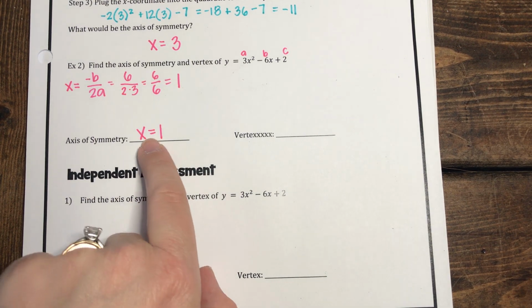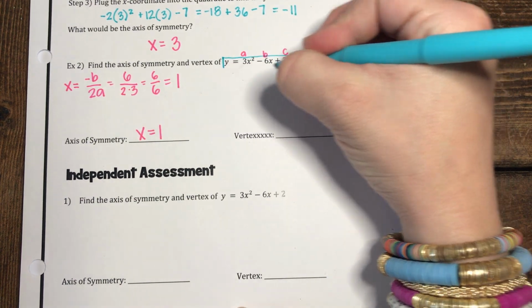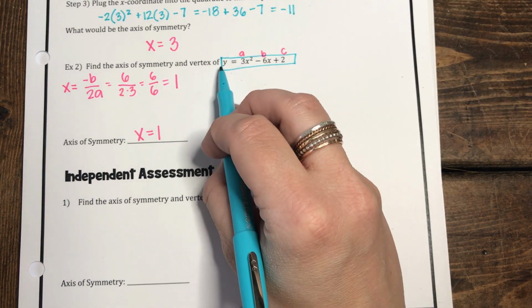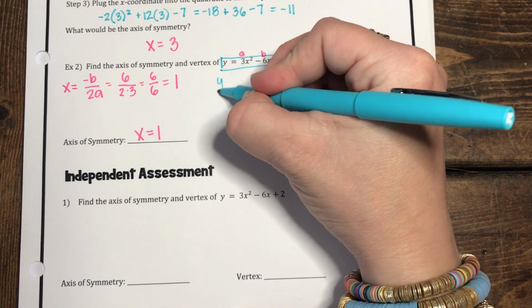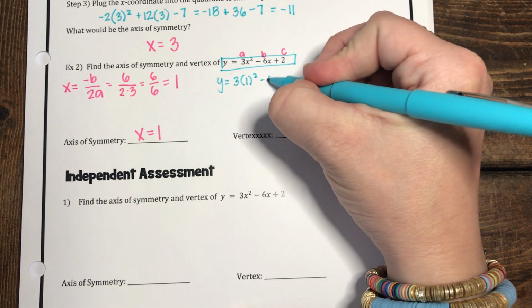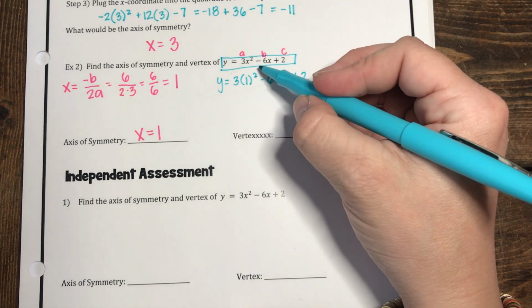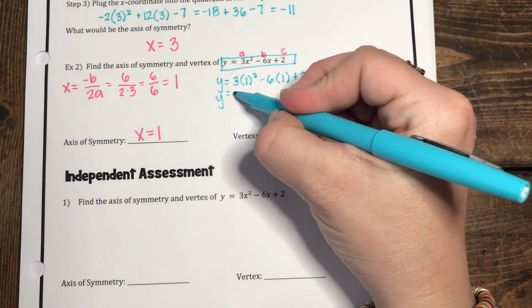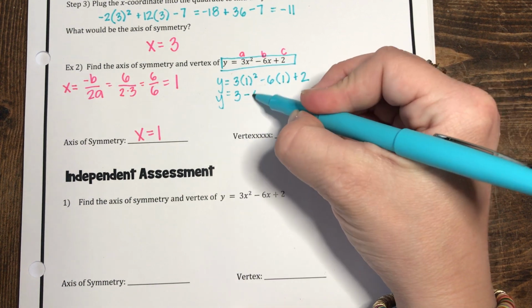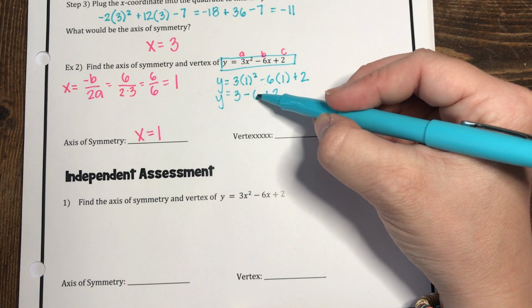Now that we know that x is 1, I'm going to plug it in to this quadratic right here because it tells me y equals. So y equals 3 times 1 squared minus 6 times 1 plus 2. 1 squared is 1, 3 times 1 is 3, minus 6 plus 2. 3 minus 6 is negative 3.